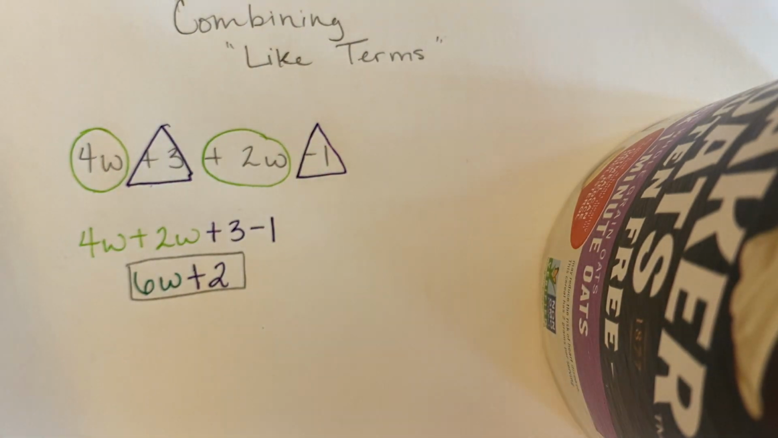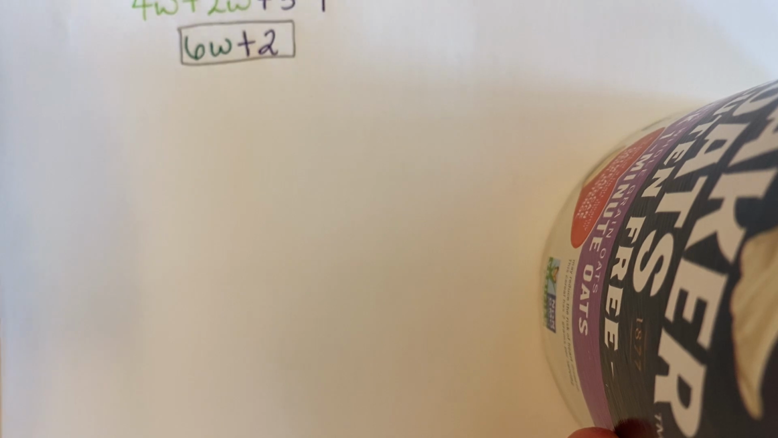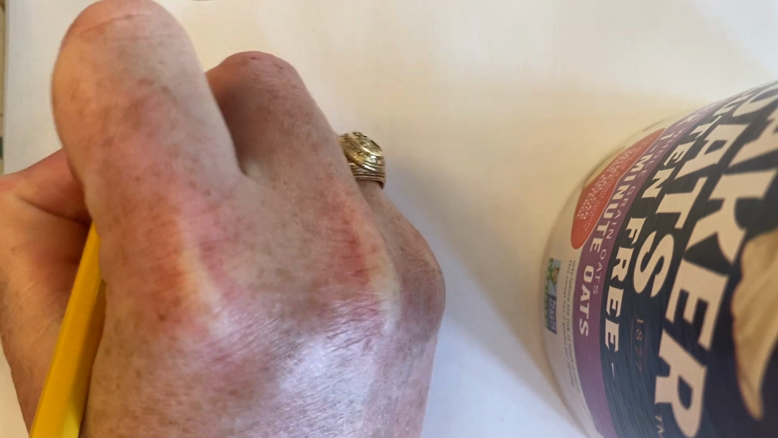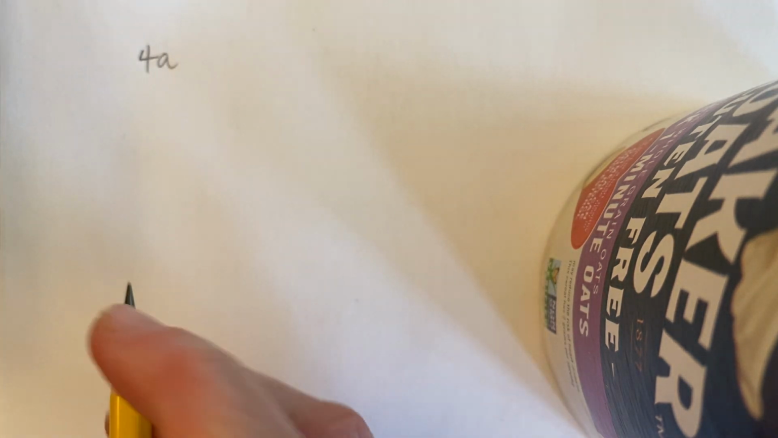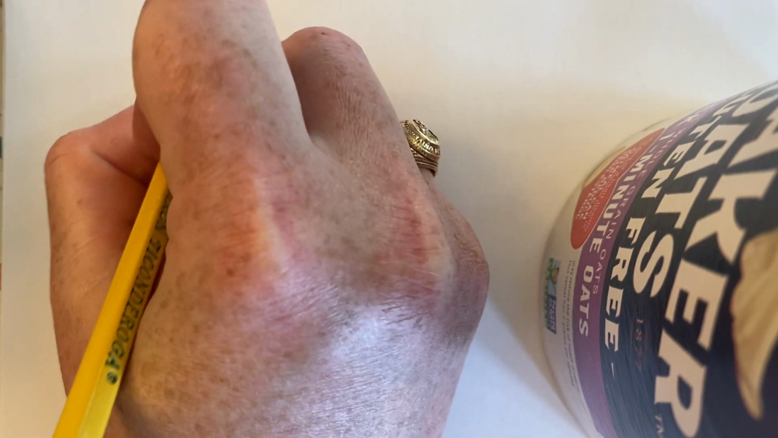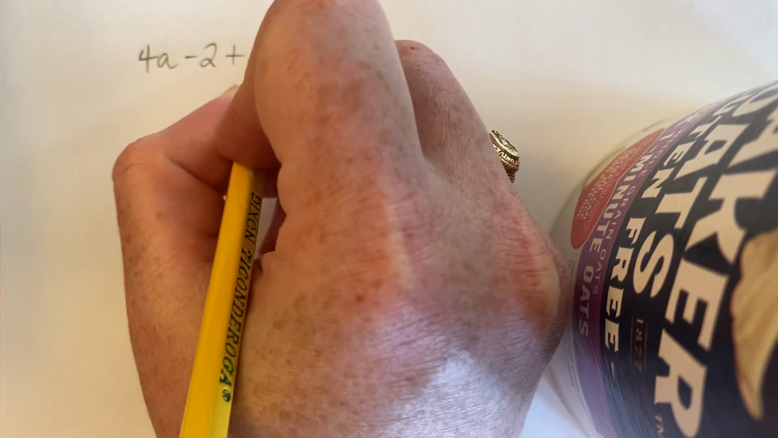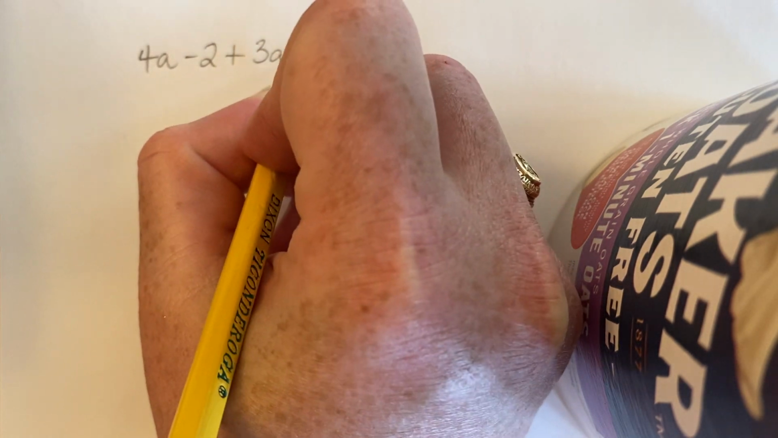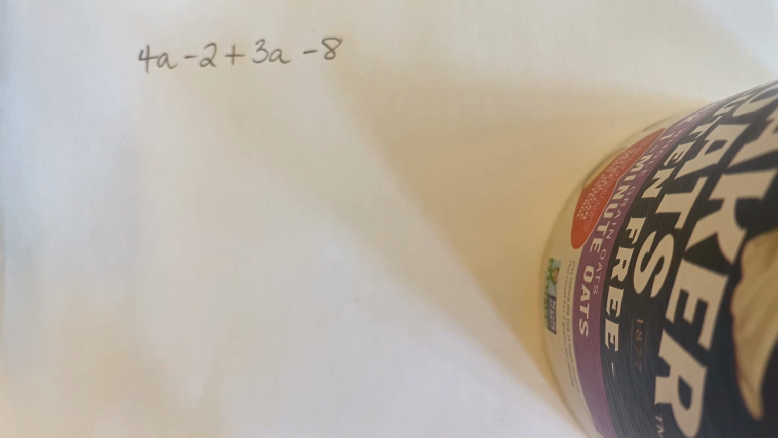All right, let's try another one. We're looking at 4a minus 2 plus 3a minus 8. 4a minus 2 plus 3a minus 8.